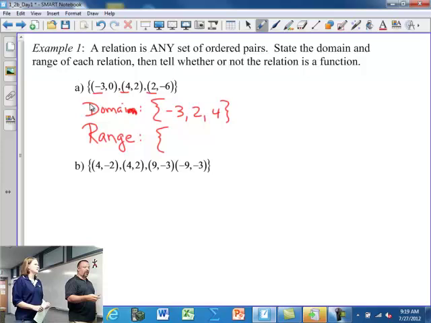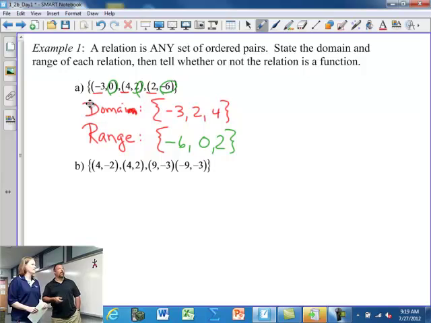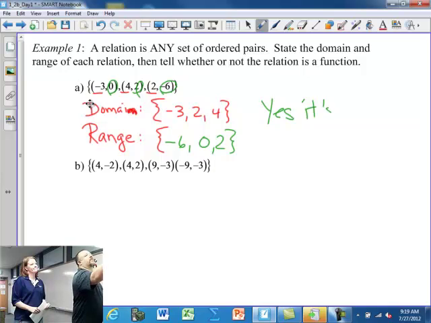The range is the y values, or the outputs. If you put in -3, you get out a 0. So the range is going to be the 0, the 2, and the -6, and again in numerical order, that's -6, 0, and 2. A relation is just any set of ordered pairs, but is it a function? Does every input have one and only one output? Yes, it is a function.